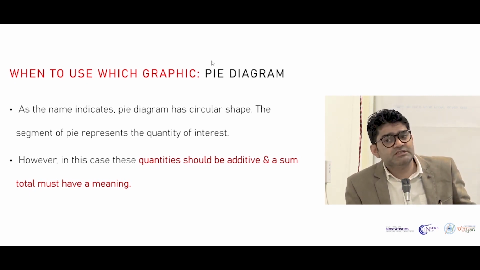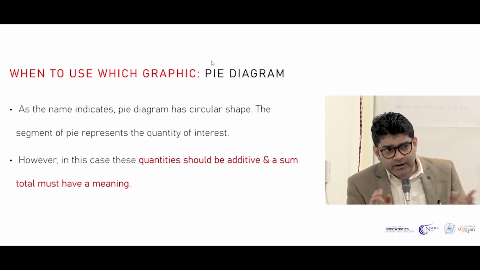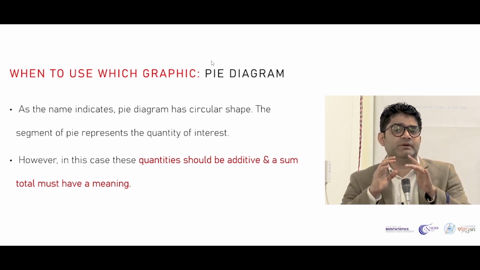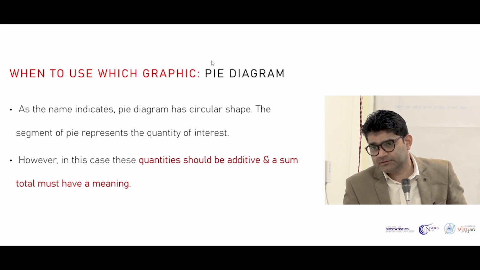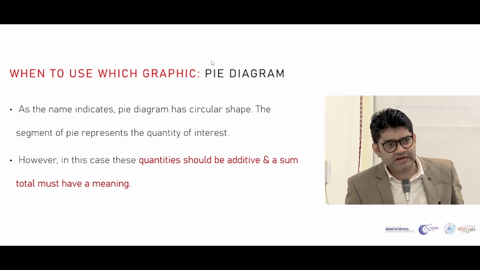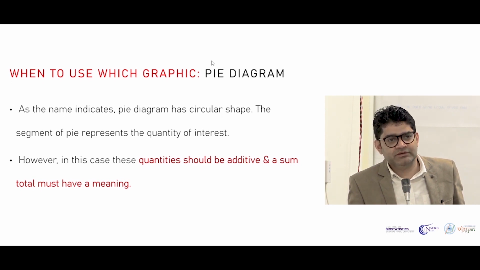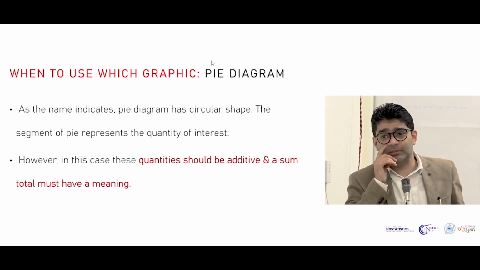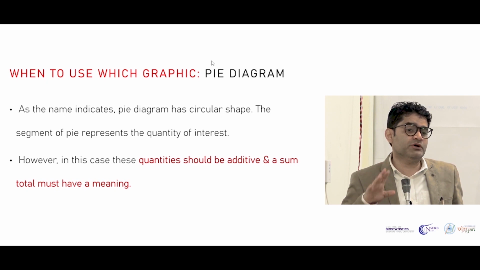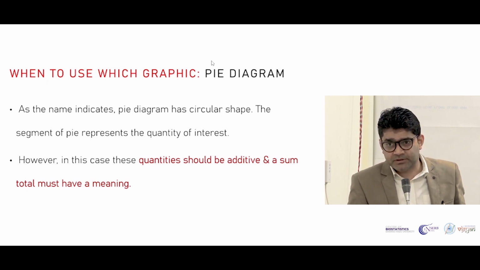If you are having disease symptoms, okay, so if you add all the disease symptoms, will you be getting a particular type of disease? Yes or no? Is it additive? Disease symptoms? It's not additive. There are many diseases which are having common symptoms, okay. So ideally you should not make a pie diagram here, okay.